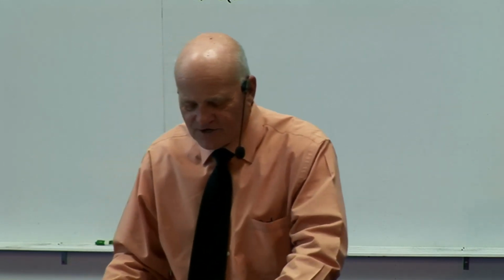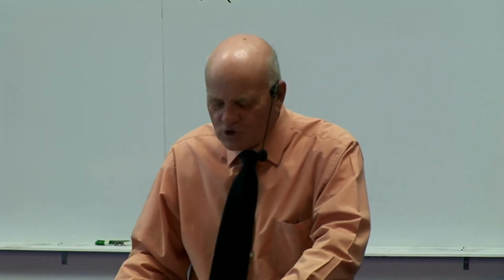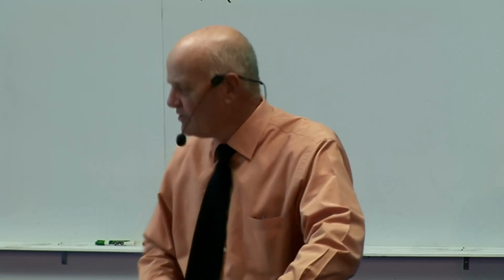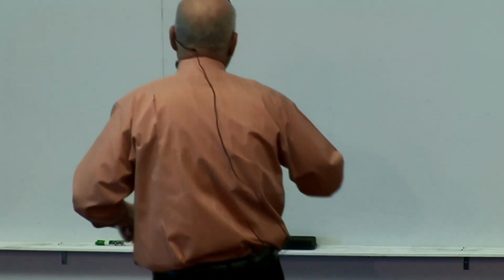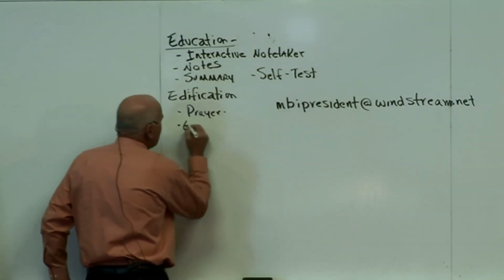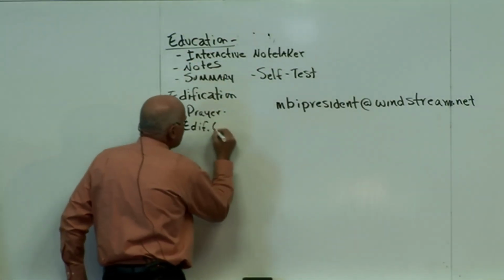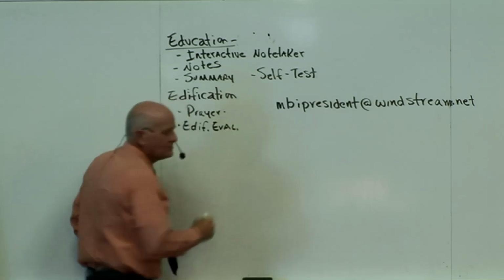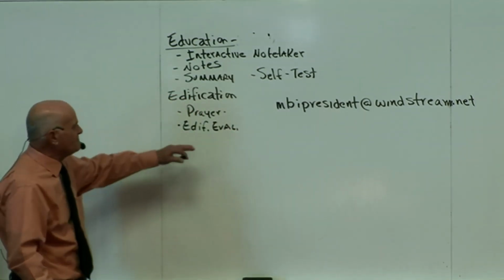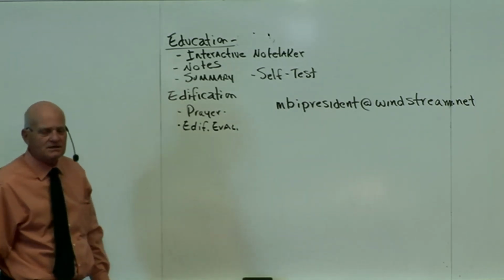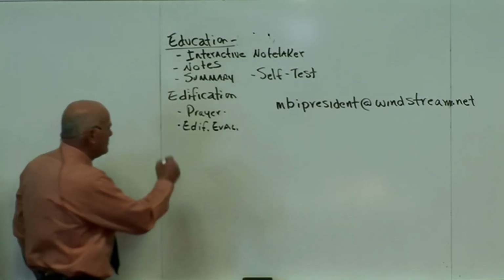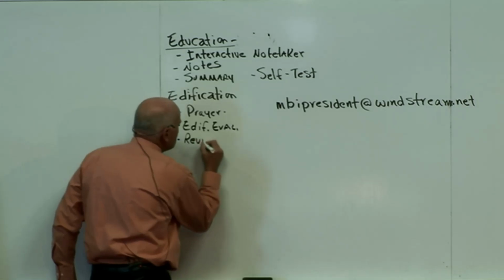Okay, so back to the table of contents. Now you have review materials. So that's the next part of that. So you have prayer, and you have edification, evaluation, right? Then the self-test answers. I just put it over there so it's not convenient to get to. And now we have review materials.